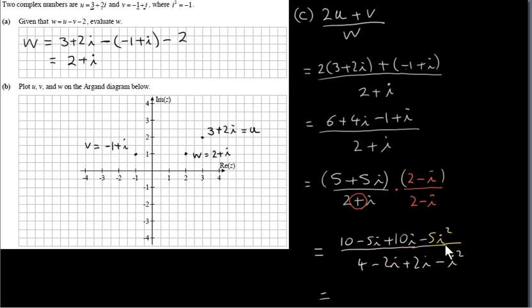Now, of course, we know that i squared is minus 1. So this term here becomes minus 5 times minus 1, which is plus 5. We have plus 10 plus 5 on top. I'll write that part down first. That's the real part of the complex number that's on top. It's 15. The imaginary part is minus 5i plus 10i. That's plus 5i.